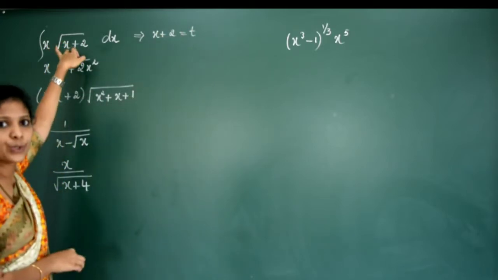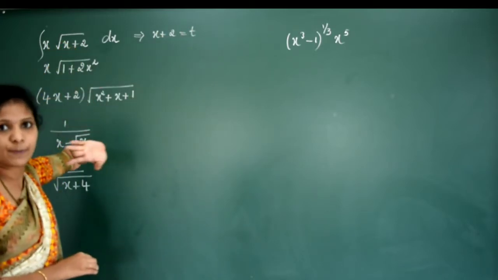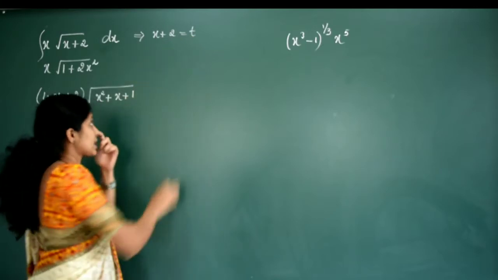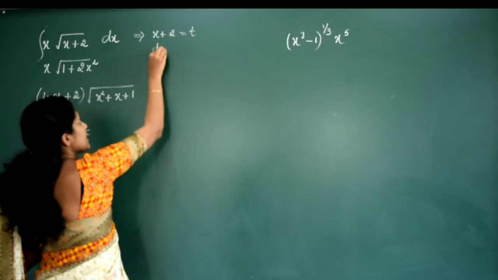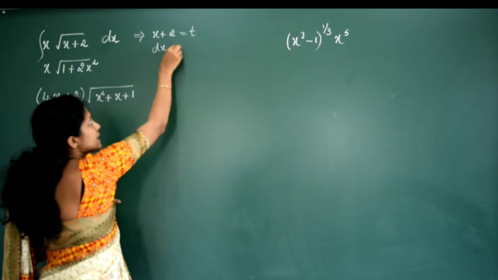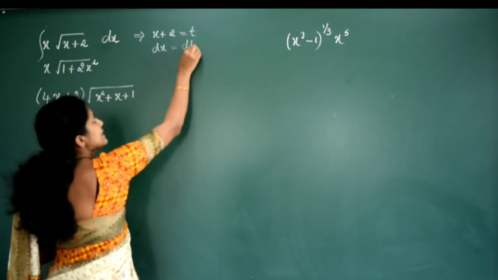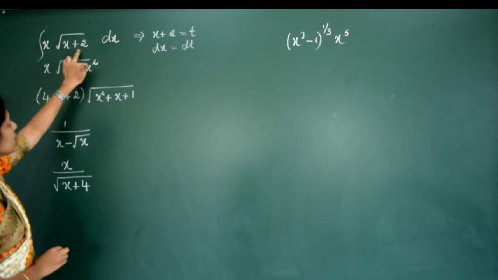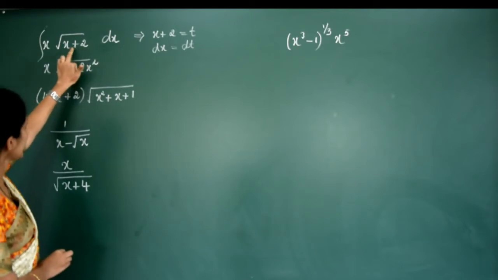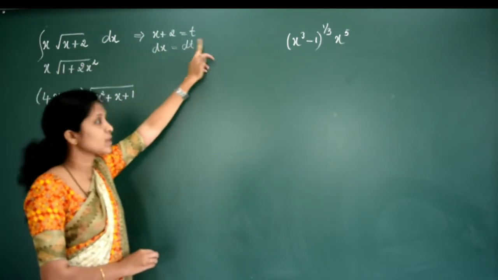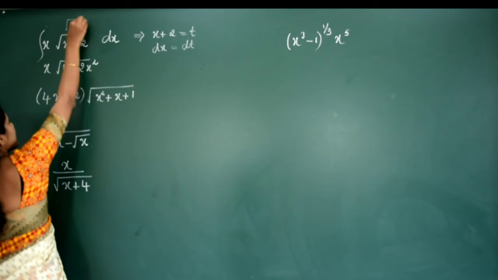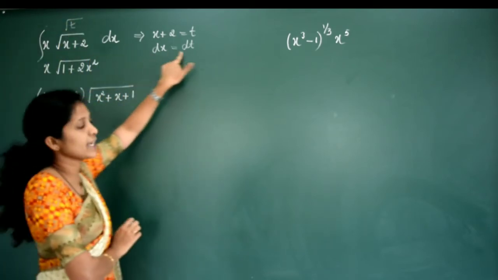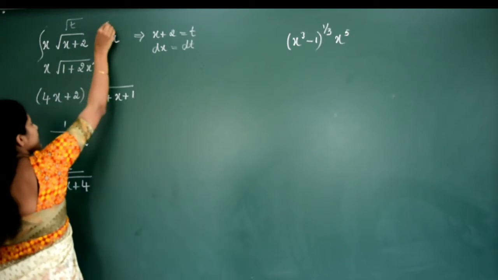Fine. Next what you have to do? You have to differentiate with respect to x. So the derivative of x will be dx and the derivative of 2 will be 0, is equal to dt. So we got the substitution. Next, we had given the substitution x plus 2 is equal to t. So now this will be root t. And another thing, dx is equal to dt. Right? I can write dx as dt.